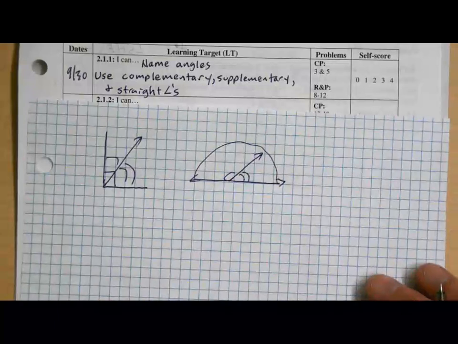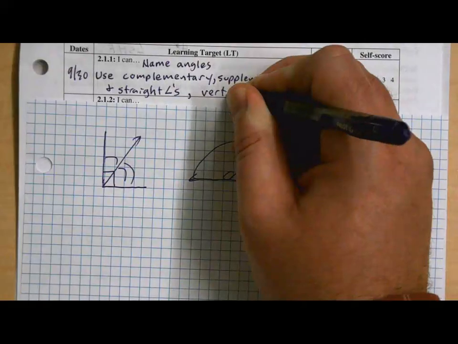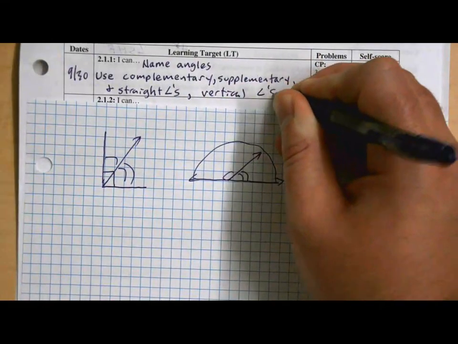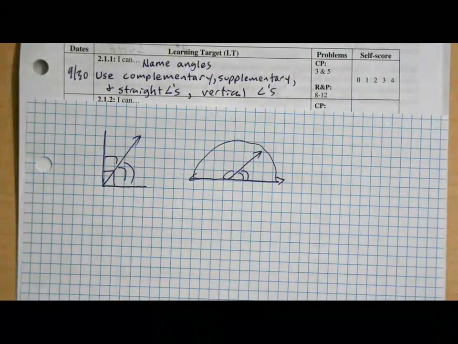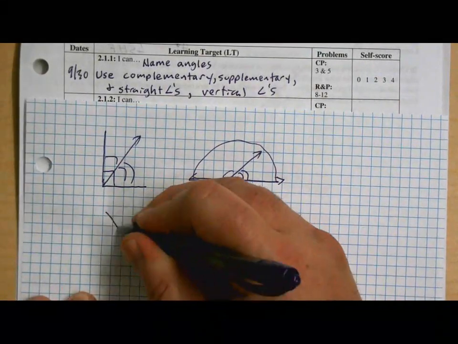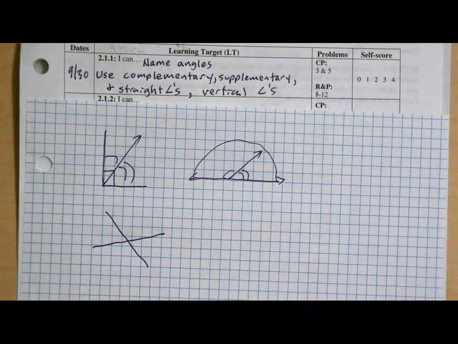And I should have added this to our, let's go ahead and put this on here as well. Vertical angles was also part of that. Can you remember what vertical angles look like? Vertical angles are always formed in a situation where you have two straight lines crossing one another.